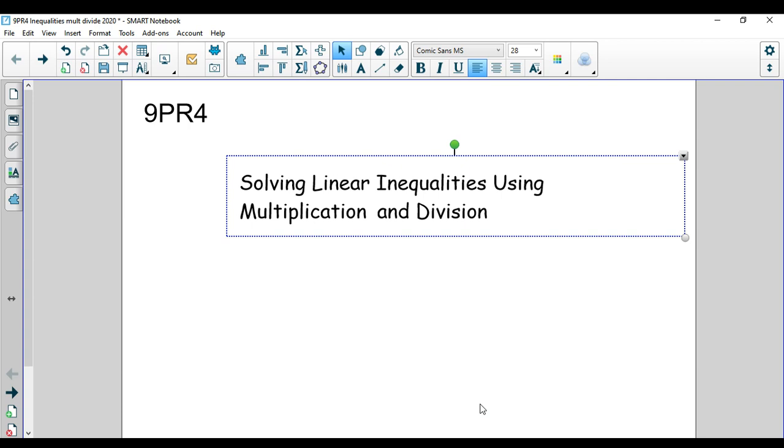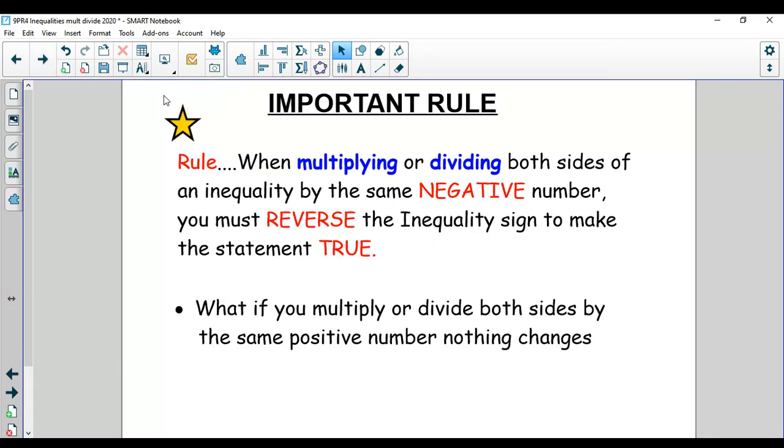All right, now let's talk about multiplying and dividing inequalities. Before we start, we have to talk about a very important rule when multiplying and dividing inequalities by a negative. It's on page 301 in your textbook, and in our notes, and probably on the Corel notes too.